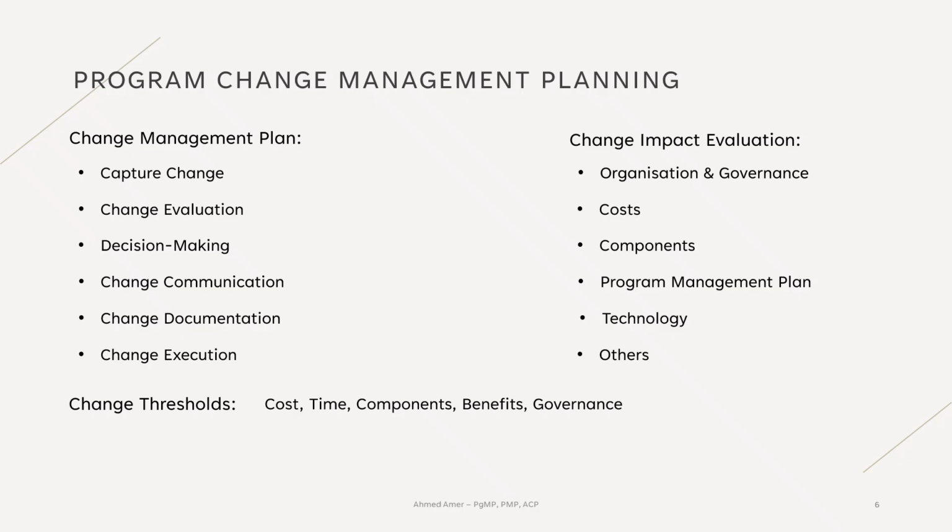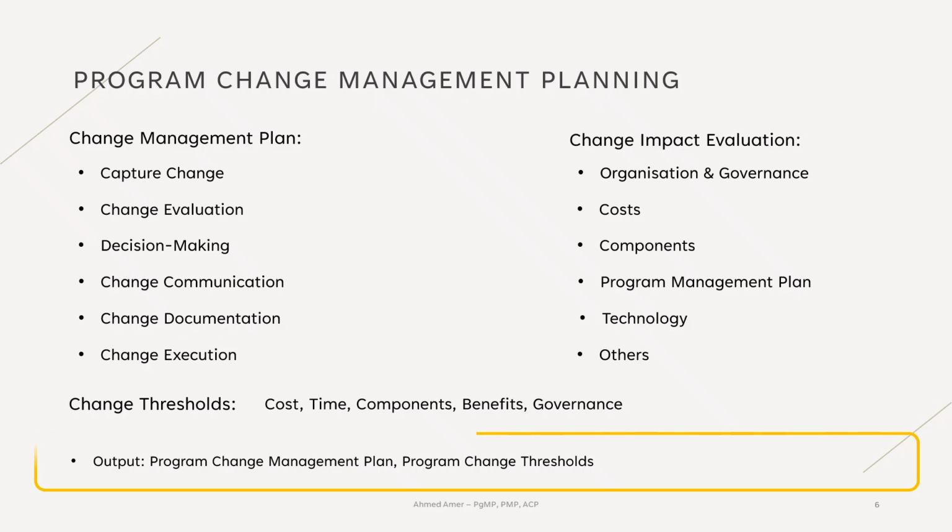Once these thresholds are agreed upon, the program team knows exactly when to escalate a change request. At the end of this activity, you will have two key outputs: the program change management plan and the program change thresholds. Together, they ensure that changes are managed consistently and in a way that protects the program's planned benefits.